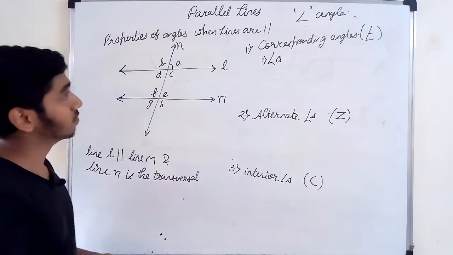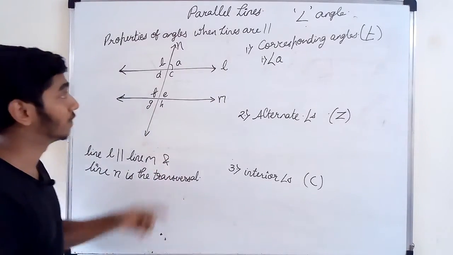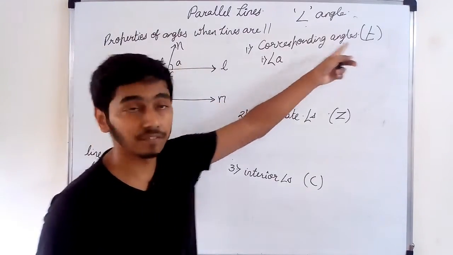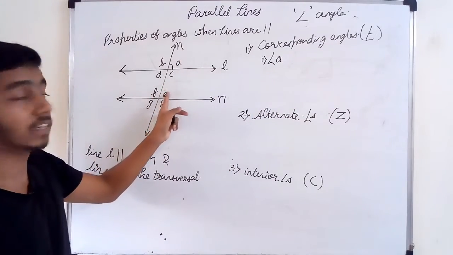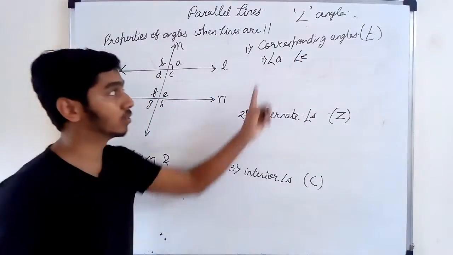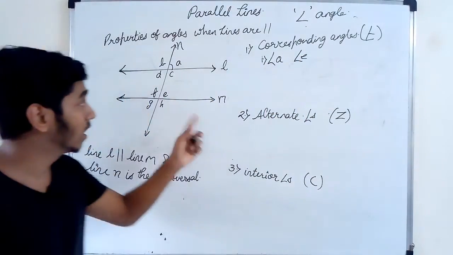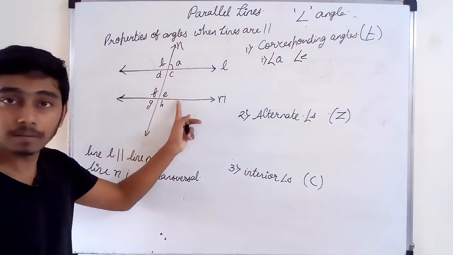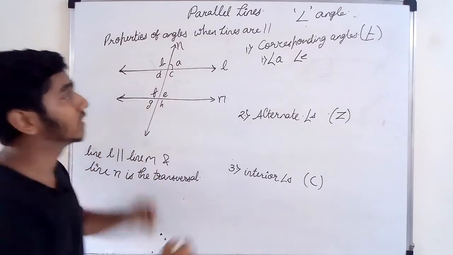So now let's see what's a corresponding angle. We know what a corresponding angle is, ulta F. So that will be A and E. So angle A and angle E. These two are the corresponding angles. Now if the lines are parallel, A and E, they are congruent.